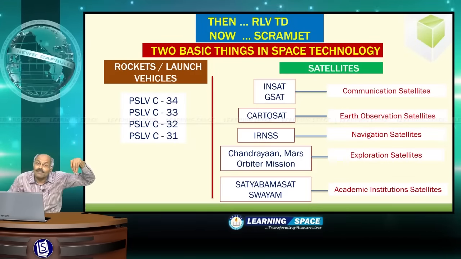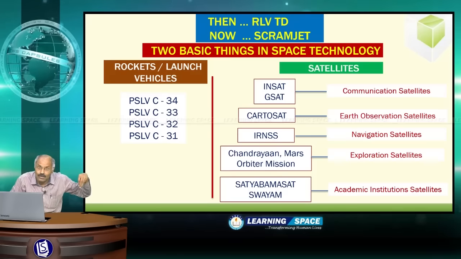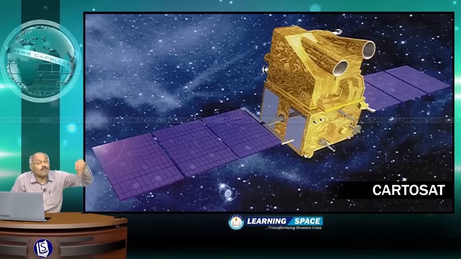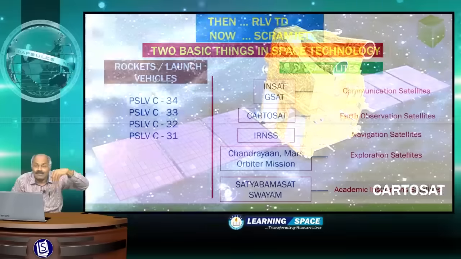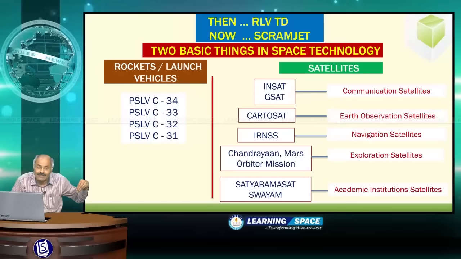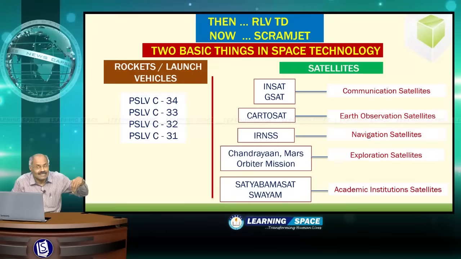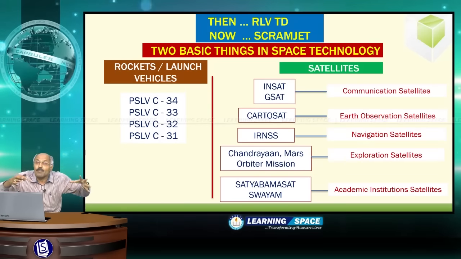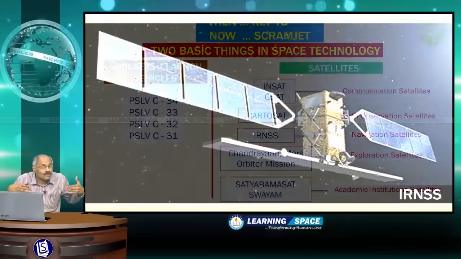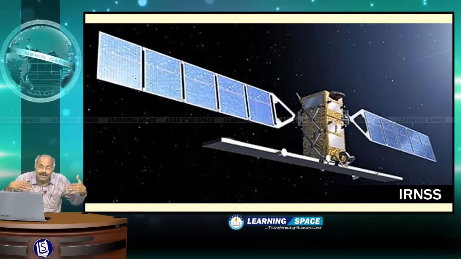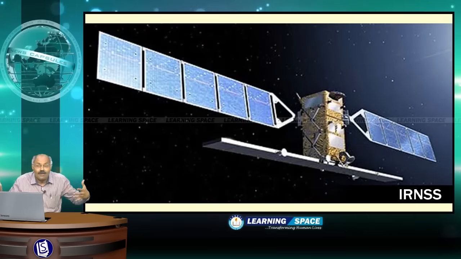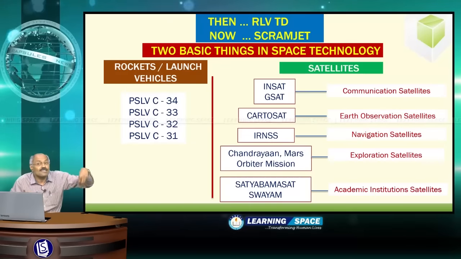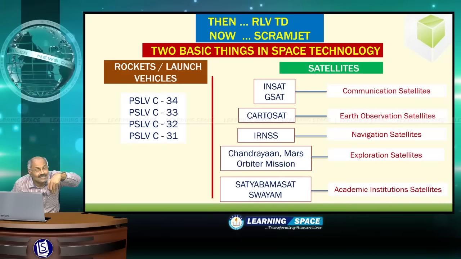Then you will get the physical features of Earth through Earth observation satellites. Cartosat is an example of an Earth observation satellite. Then IRNSS, these are navigation satellites. 7 satellites were launched basically to locate the position. So far we are using GPS that belongs to the United States of America. We will have our own navigation system shortly, that will be through these 7 navigation satellites.